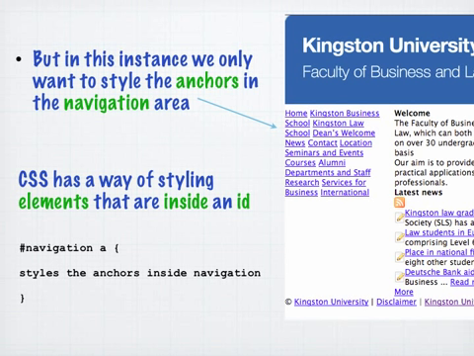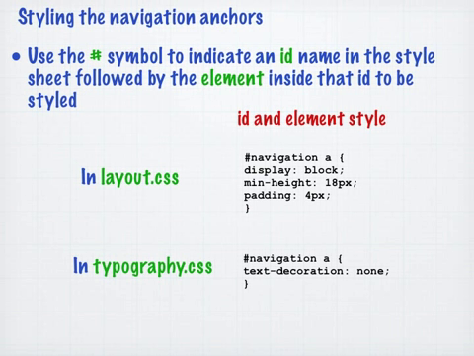Now there's no reason why you can't style all the anchors as well. You could do what you like, but here this style will only apply to the anchors which are inside the navigation area. And looking at what we want to do here, in fact these style rules need to be put into two separate files, because I feel that some of them are to do with layout, and of course I think that text-decoration: none, that's actually typography, so I've placed it inside my typography.css file, whereas the other three rules go into my layout.css file.